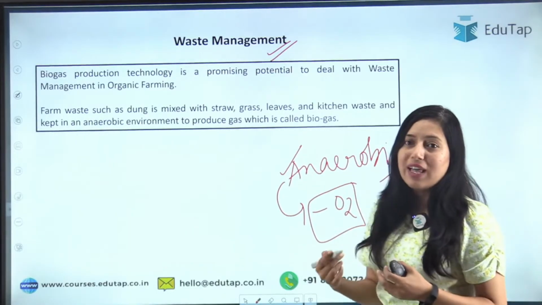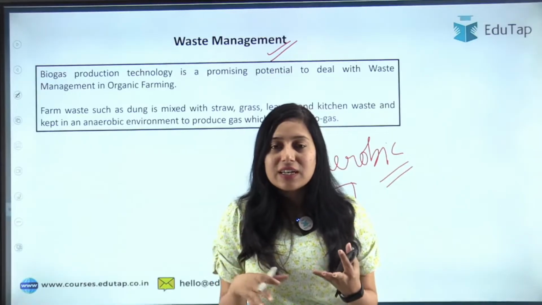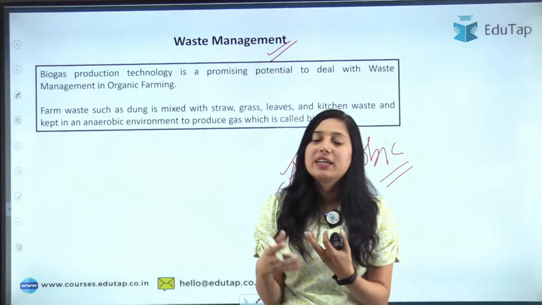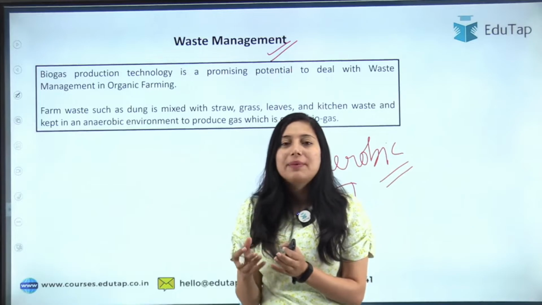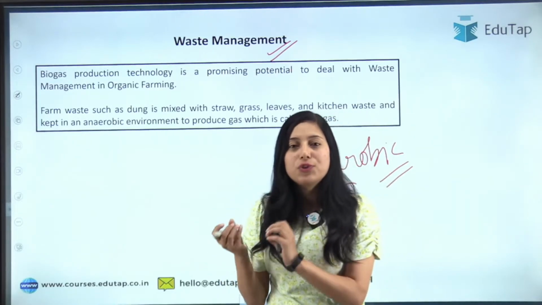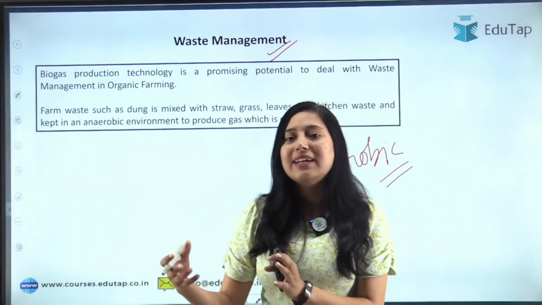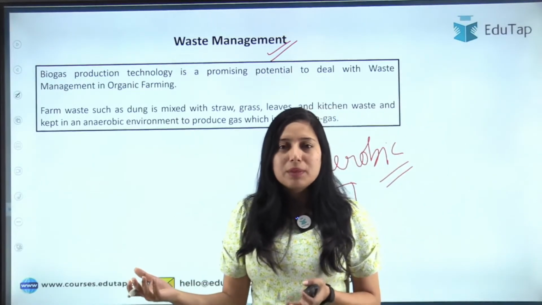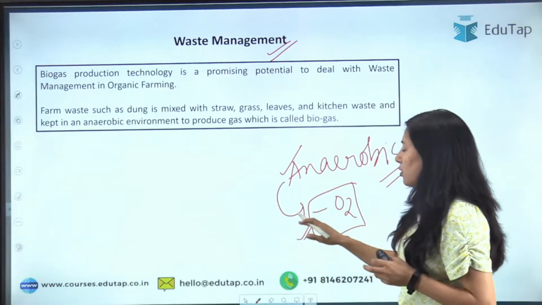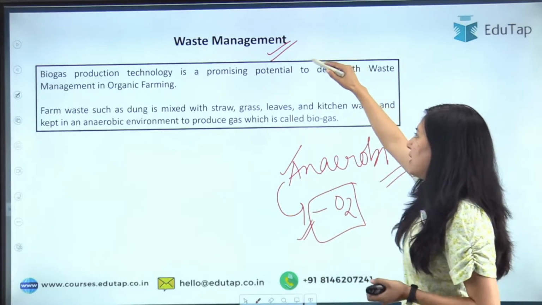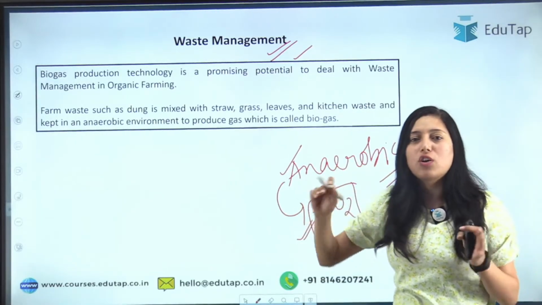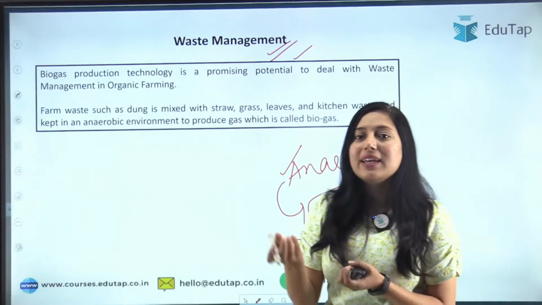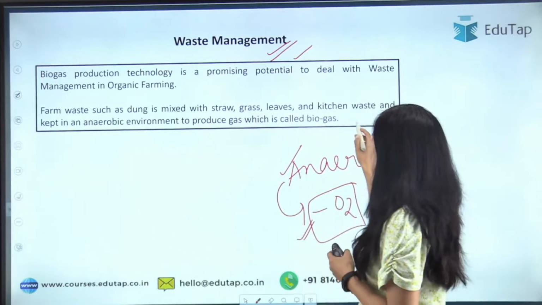With this, what will happen? Anaerobic bacteria will flourish in the waste that has been dumped in the biogas plant, and they will start decomposing this waste. This will release a gas which can be used as biofuel, as an alternative to other fuels, for example for cooking and other purposes. That is the purpose of the biogas plant, and that is waste management. It is also one of the components of organic farming, where we manage waste and utilize it for making fuel gas. That is called biogas.